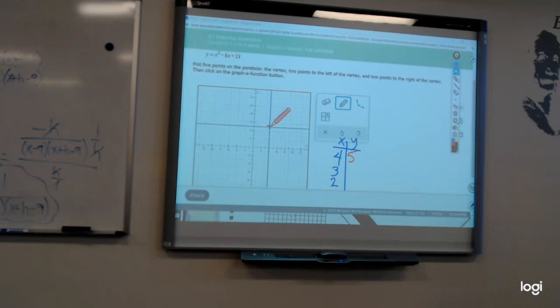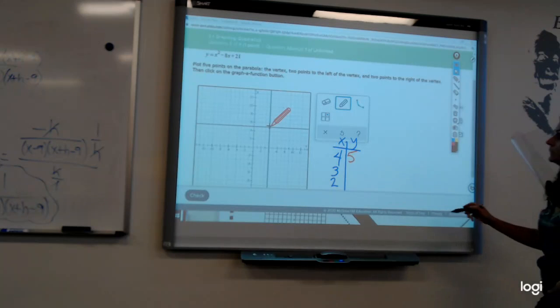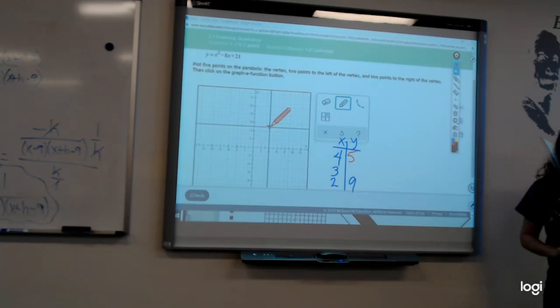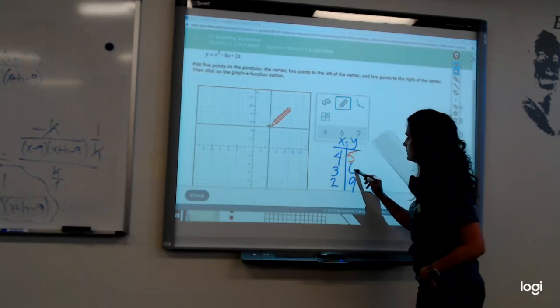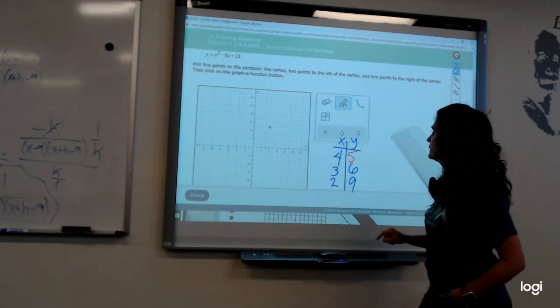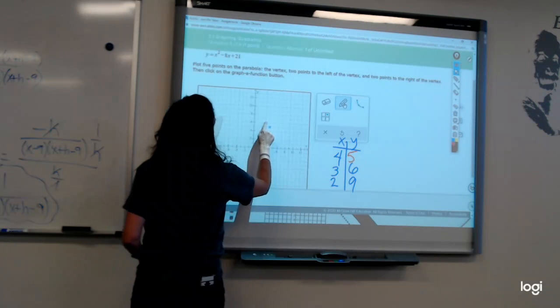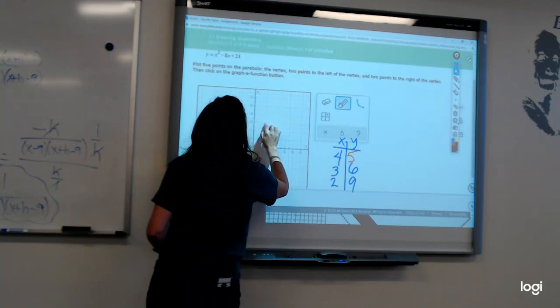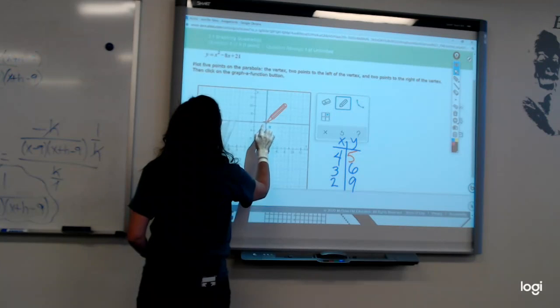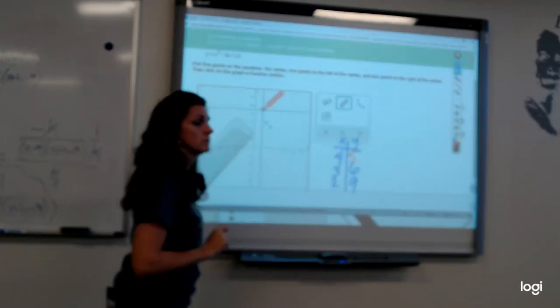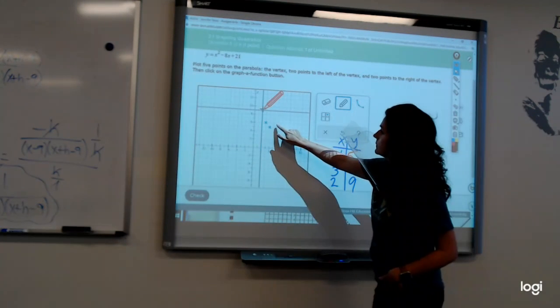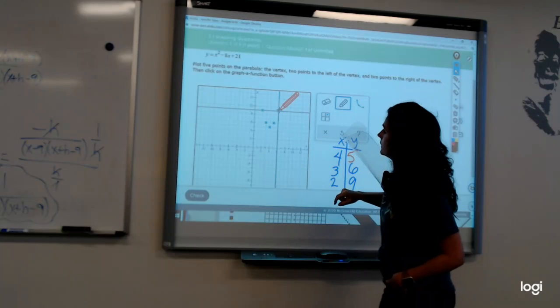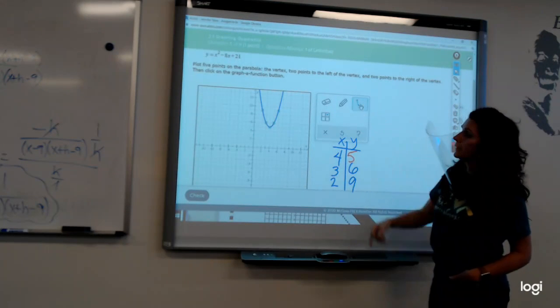Can you just say it? Yeah, you can say it. 2, it's 9. You got 9? All right. Waiting for somebody with 3. You got 6? All right, so let's plot those points. 3, 6, and 2, 9. What do I have to do? Because it asks for 5 points. Reflect it. There and there. Then you graph this tool right here, and it'll connect the dots for you.